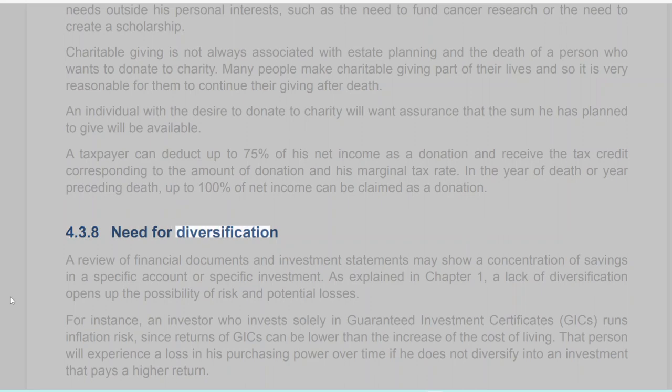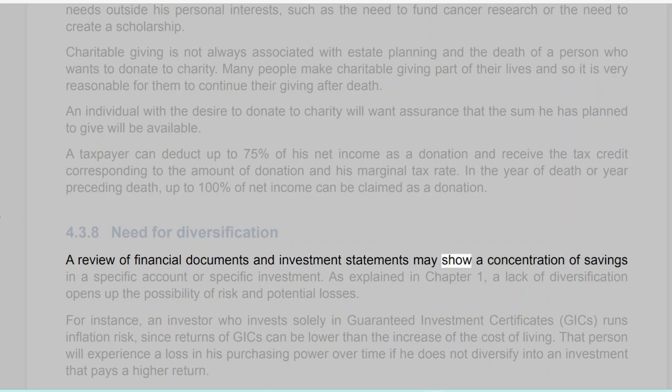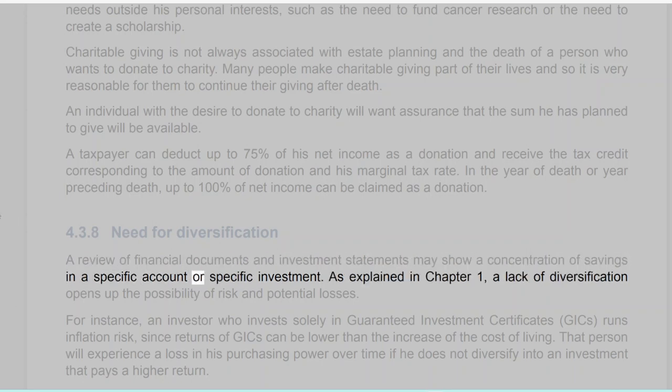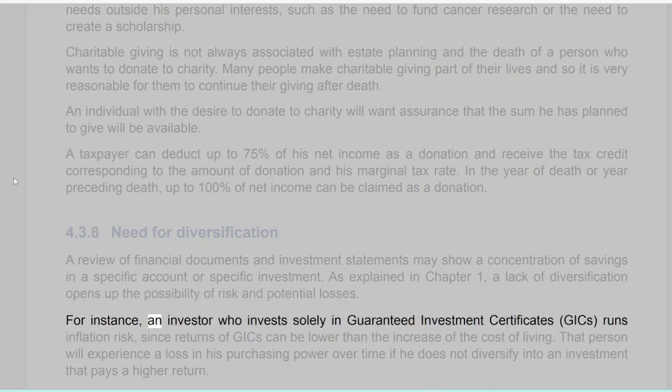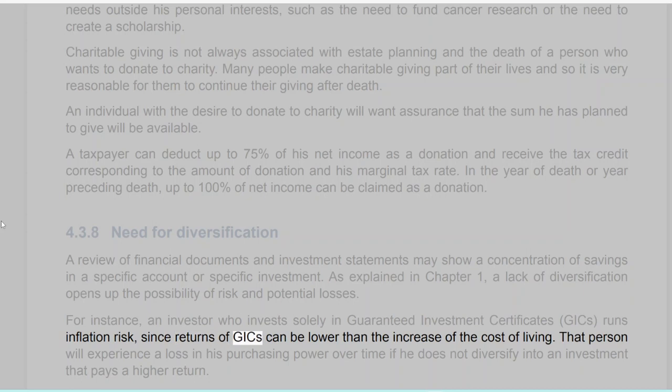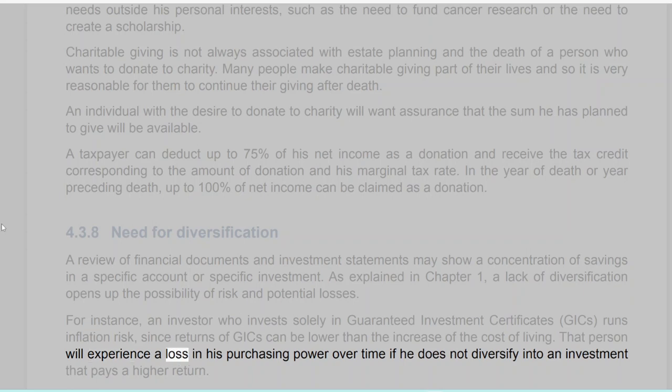4.3.8 Need for diversification. A review of financial documents and investment statements may show a concentration of savings in a specific account or specific investment. As explained in Chapter 1, a lack of diversification opens up the possibility of risk and potential losses. For instance, an investor who invests solely in guaranteed investment certificates, GICs, runs inflation risk, since returns of GICs can be lower than the increase of the cost of living. That person will experience a loss in his purchasing power over time if he does not diversify into an investment that pays a higher return.